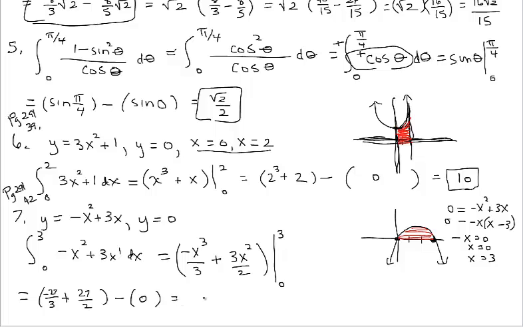Okay, quick cleanup. This will go down to negative 9 plus 27 halves. And we're kind of committed to this. We should find a common denominator. So that'd be 2. So this becomes negative 18 over 2. Looks like my answer is 9 halves.